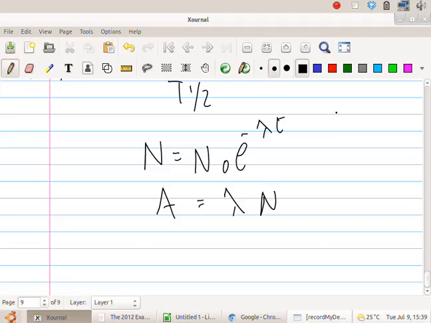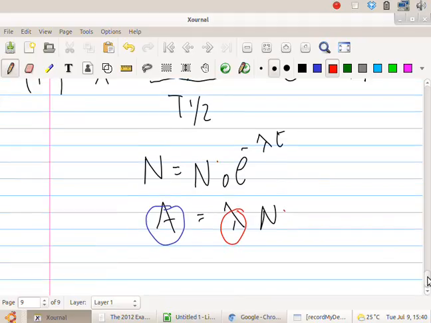Now, let's look at this logically for the moment. What does he want? He wants the A. Do we know the lambda? Yes. We just got it. Do we know the N? No. So we need to use this formula to get the N. Do we know the N at the beginning, the N0? No, we don't actually. The N is how many atoms you have.